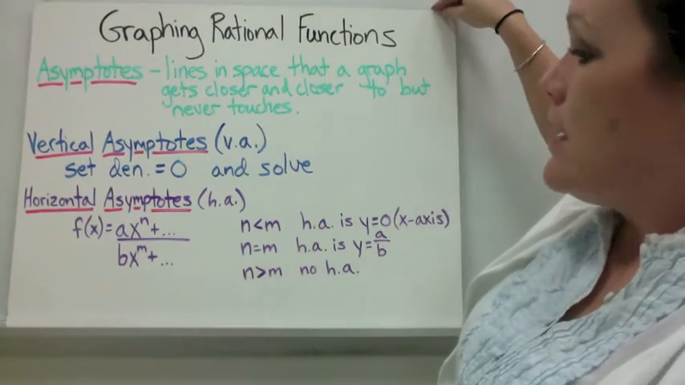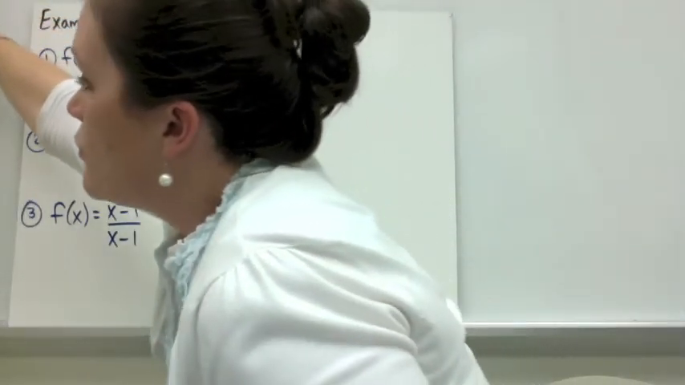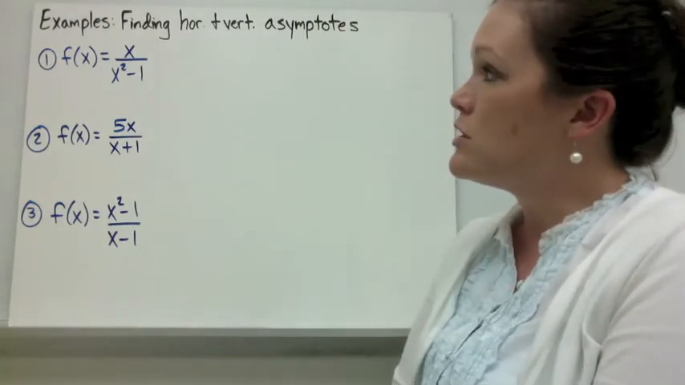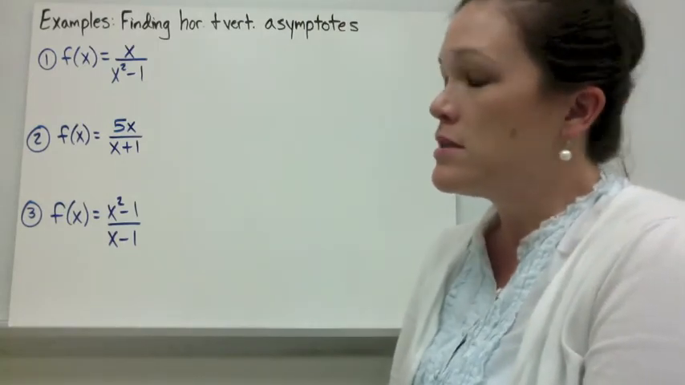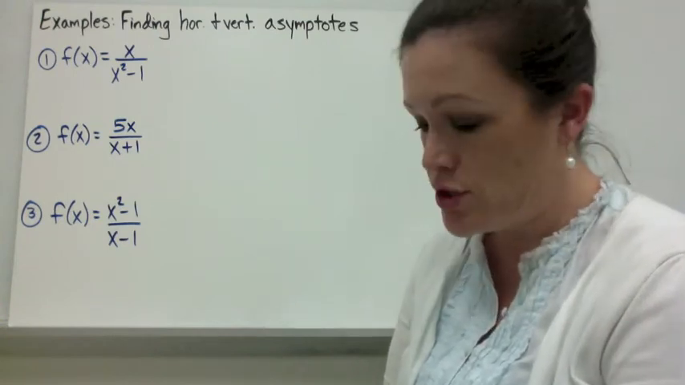So let's look at how to find just our asymptotes first before we get to sketching our graphs. For these examples, we're just going to work on finding those asymptotes, because that's the most important part when you go to sketch your graph: you sketch these first.